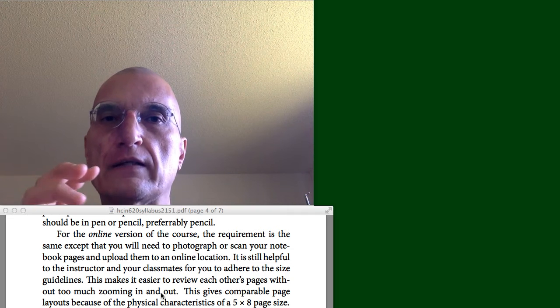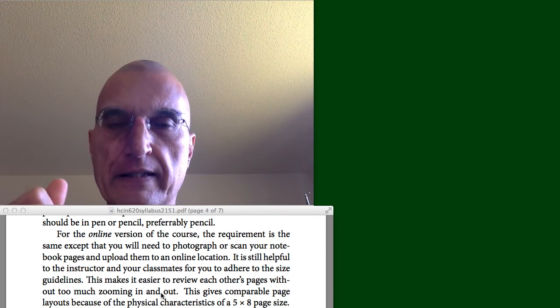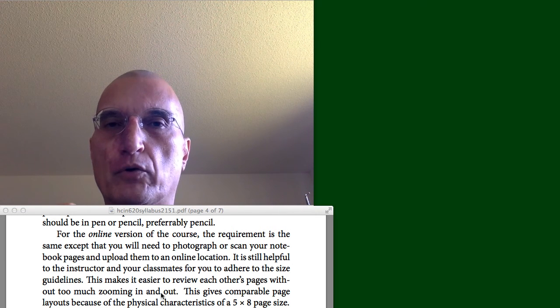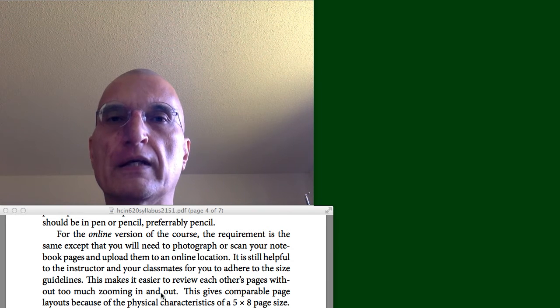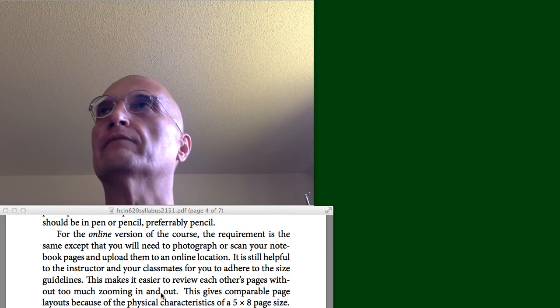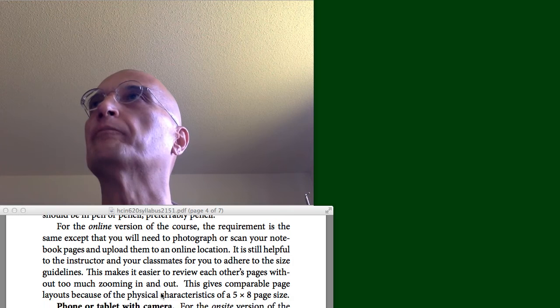There is a distinct difference between the look of an 8 by 10 notebook that's been filled in by a skilled person and a 5 by 8 notebook that's been filled in by a skilled person. So I want everyone to do it the same way. I want everyone to fill in the same size. And I've picked 5 by 8. So please adhere to that. I would appreciate it very much if you would adhere to that.